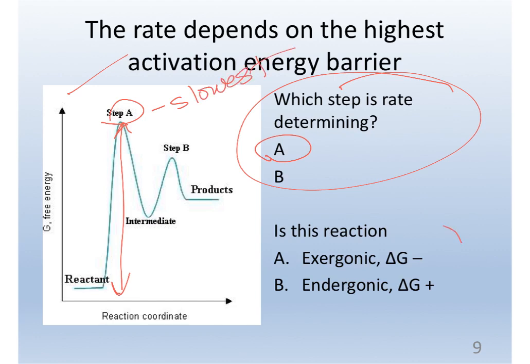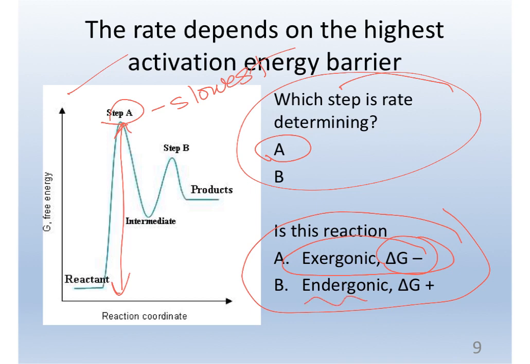Just make sure you haven't forgotten what we learned at the beginning of the chapter: is the overall reaction exergonic? In other words, is the free energy change negative, or is it endergonic, is the free energy change positive? Notice that free energy is on our y-axis here. And I hope you said that it's B, endergonic.